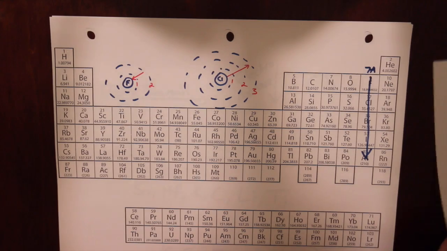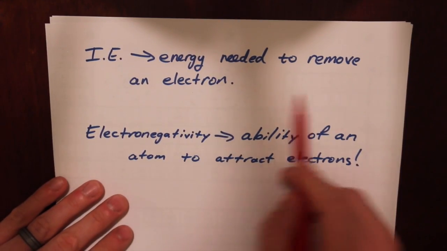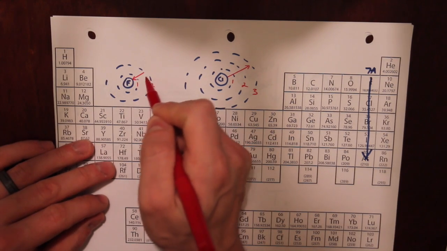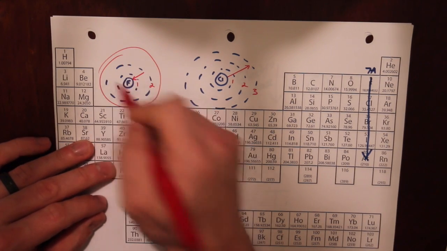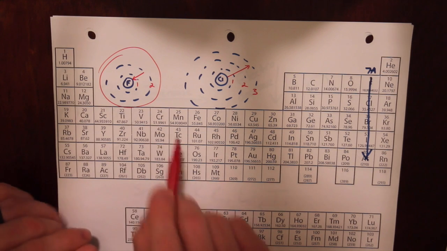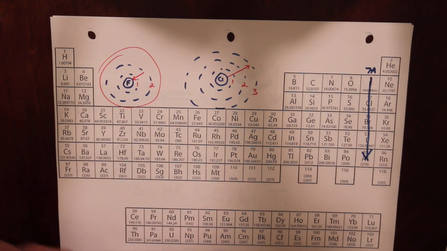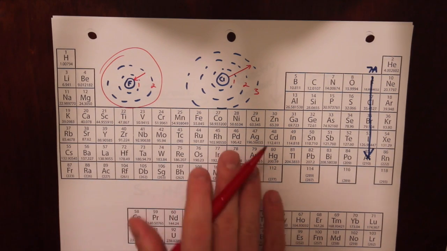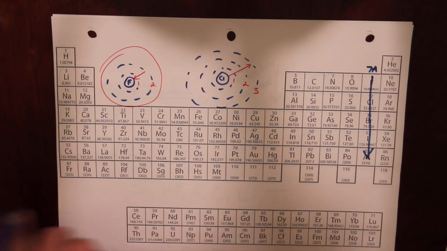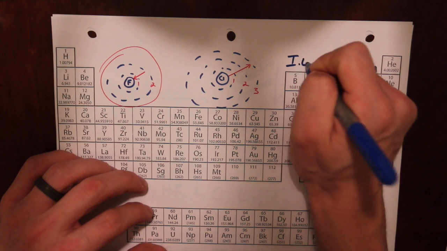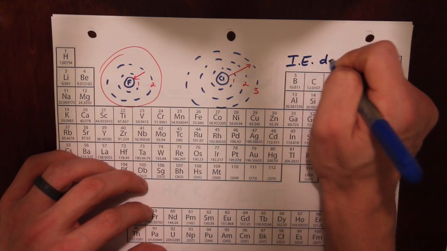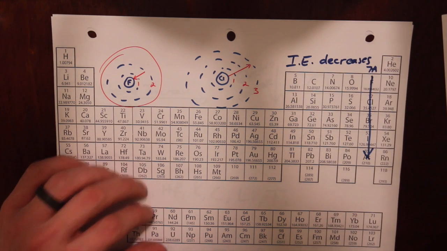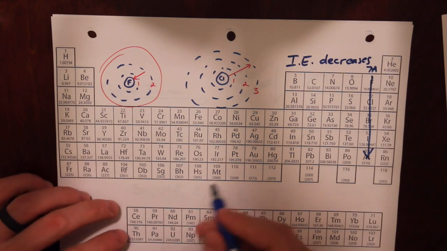So recall that ionization energy is the energy needed to remove an electron. So if the electrons are closer to the nucleus, like in fluorine, it's going to take a lot more energy to remove them because the nucleus is right there guarding it. Whereas for chlorine, it's a little bit further away. So overall, as we go down a group, our ionization energy is going to decrease. Okay? Alright, so let's do a real quick example with this.